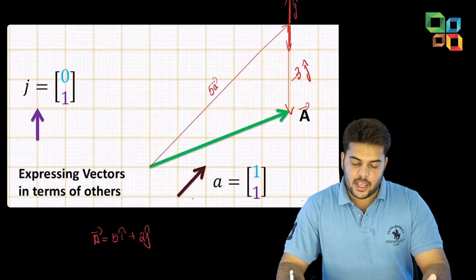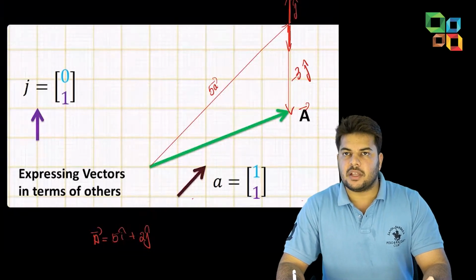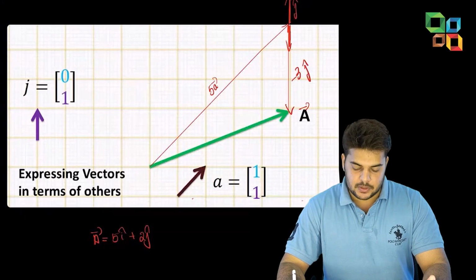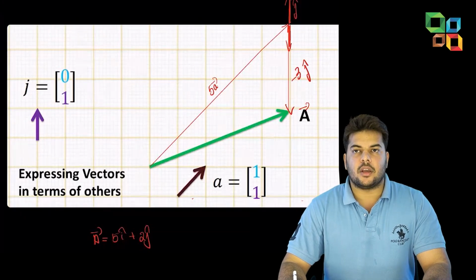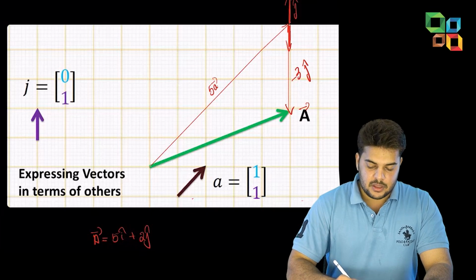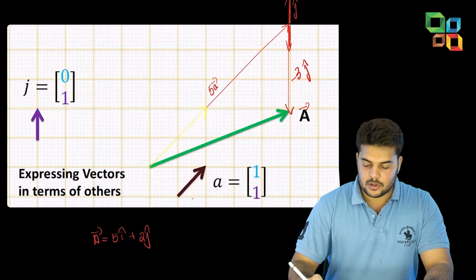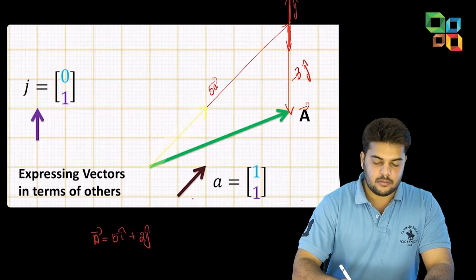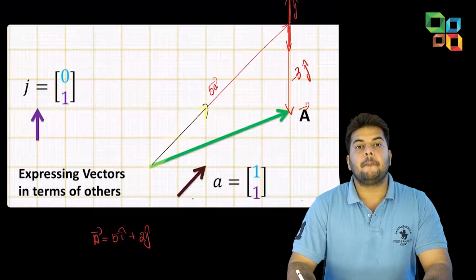Yashwardhan has given me 2a plus 3j. What are you trying to say? Okay, it cannot be correct. See, 2a would be this. This is 2a. I'm sorry. This would be 2a.